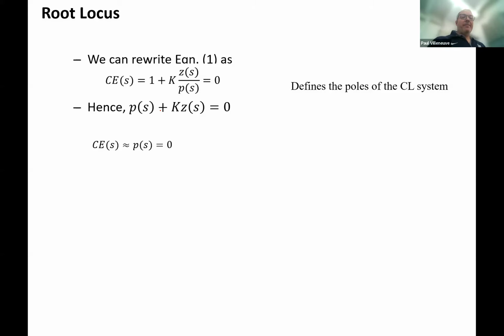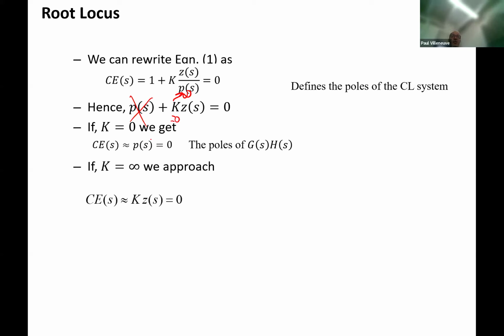Doesn't that say right here that if k is equal to 0, then the roots of my characteristic equation are the poles? If k approaches infinity, then you can ignore those, and the roots of my characteristic equation become the zeros. So start at a pole and end at a zero. This is really important when we draw a root locus. It's a mantra. We start at a pole and end at a zero.